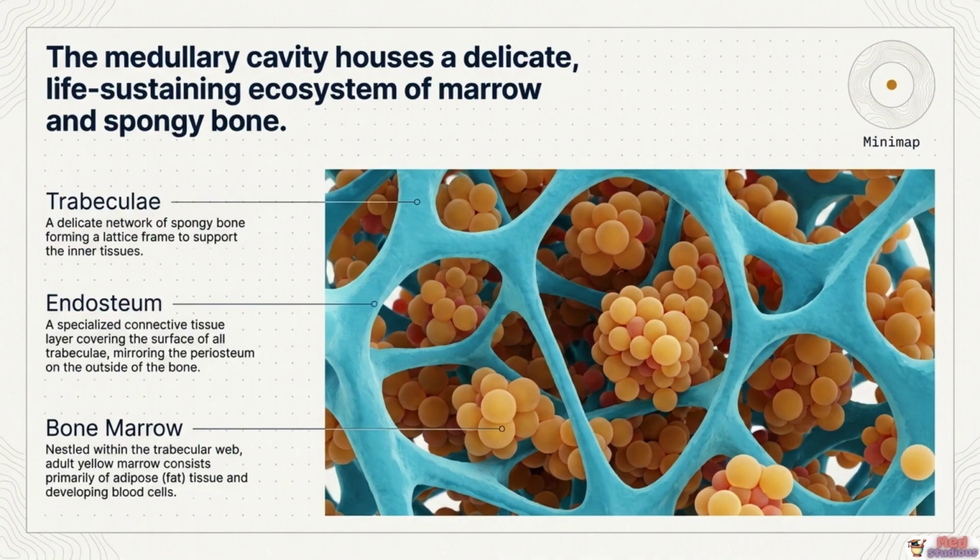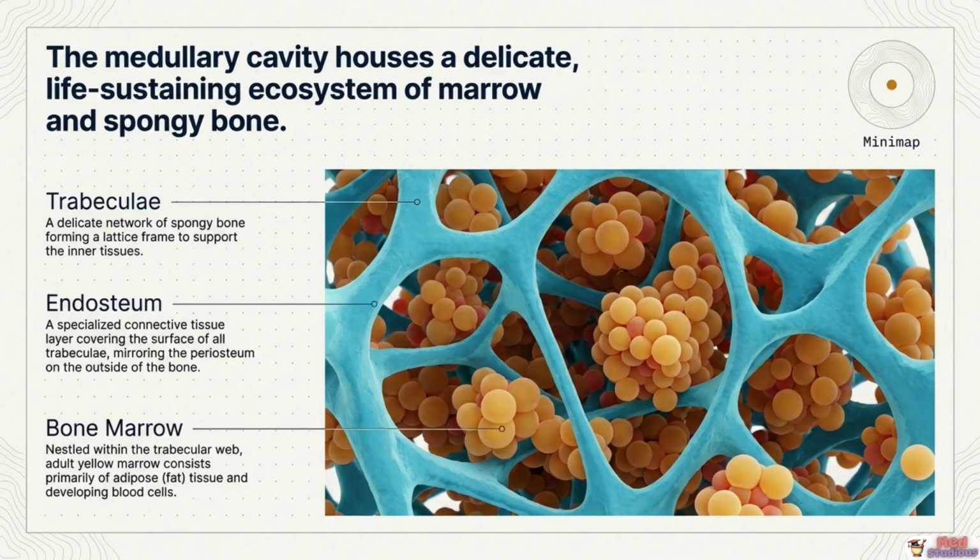Coating the internal surfaces of all trabeculi is a thin, specialized connective tissue layer called the endosteum. The endosteum is the internal equivalent of the periosteum. It contains osteoprogenitor cells, osteoblasts, and osteoclasts, making it the primary site of internal bone remodeling. It is the endosteum that responds first when parathyroid hormone signals the need to release calcium from the bone matrix into the bloodstream. Filling the spaces within the trabecular framework is the bone marrow itself.